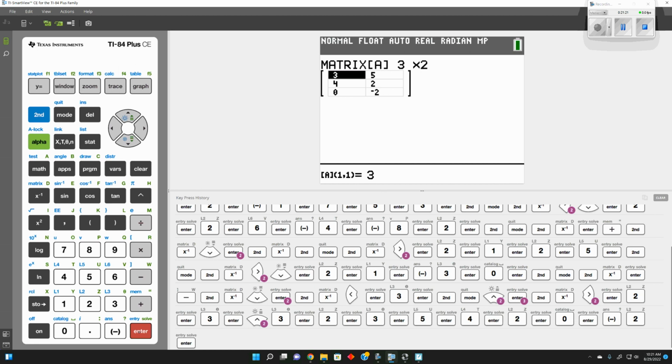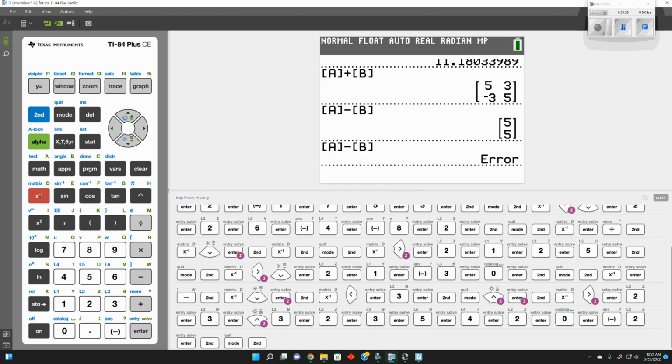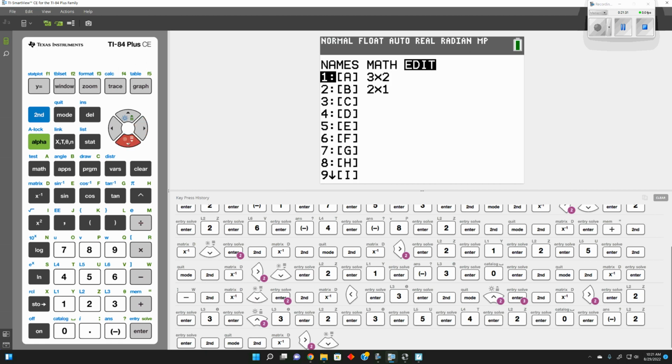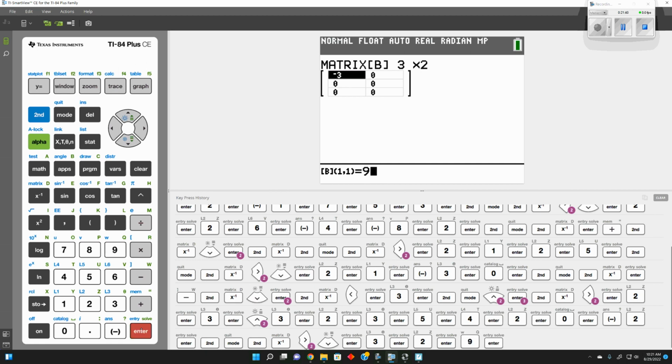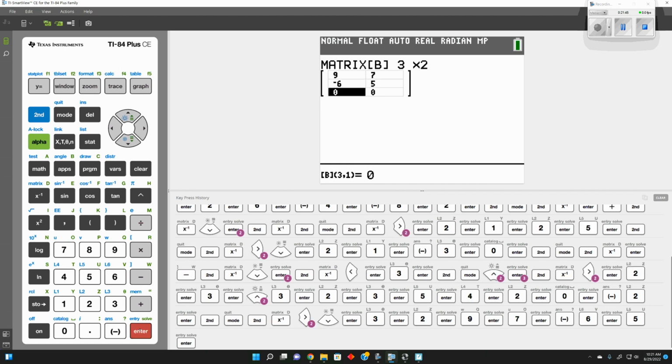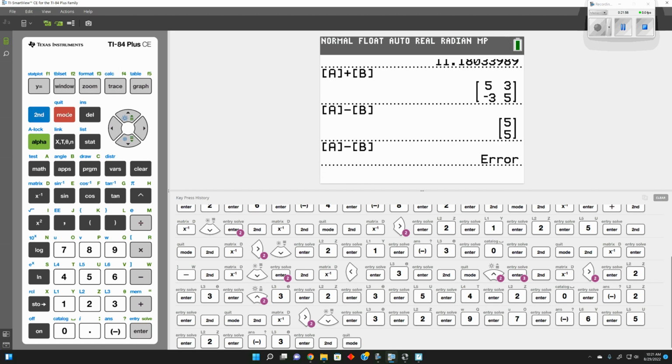So we good with typing the first one in? Yes? Now we can go second quit, then second matrix, and go over to edit and down to matrix B, which is another 3 by 2. And this time our numbers are 9, 7, -6, 5, 2, and -3. And we can go second quit. So are there any questions on anything we've done so far?